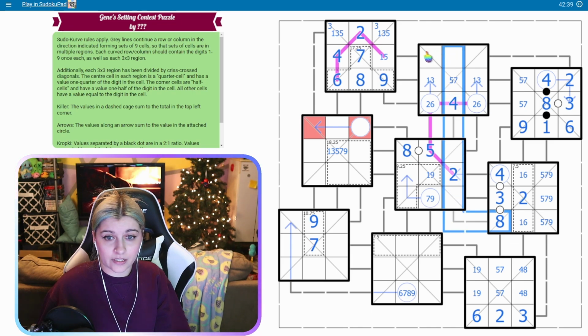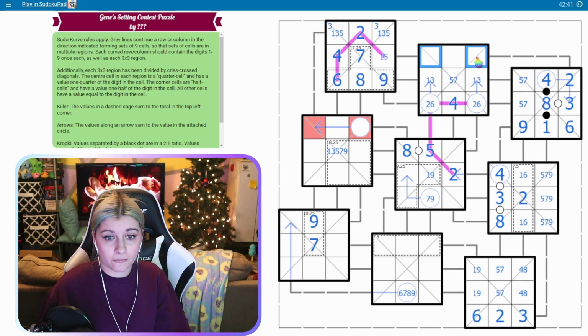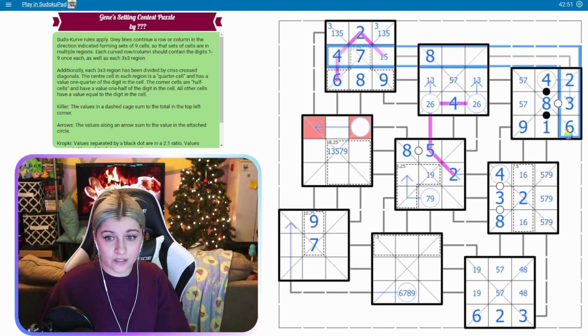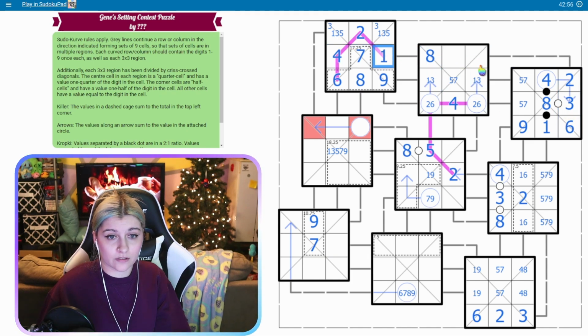8 has to go here or here now. So one of these sees something. 8 can't go here, so this is an 8. Meaning this is a 1, 5 something, but it can't be 1, so this has to be a 1. So this is a 3, 5.